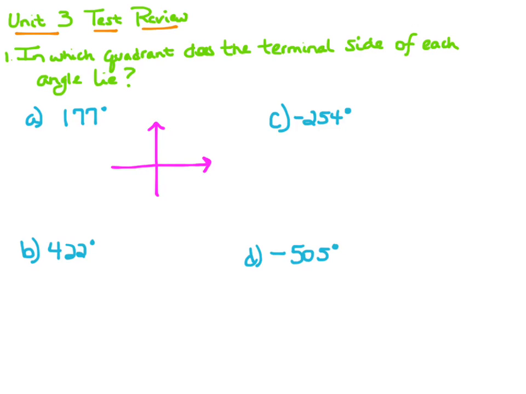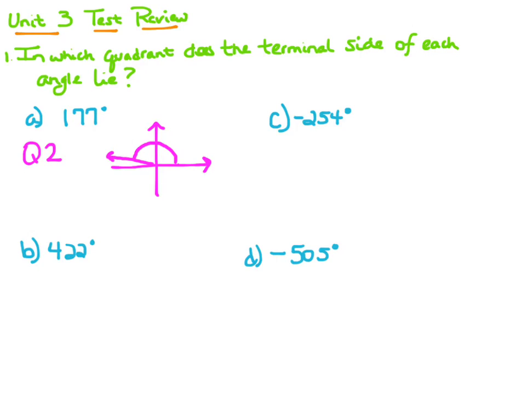So 177 degrees is, if I start over here at the positive x-axis, moving in the counterclockwise direction, 177 is bigger than 90, but it is smaller than 180. And so that means the terminal side is going to lie in quadrant 2.